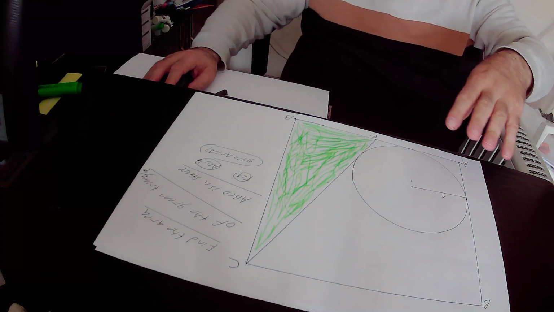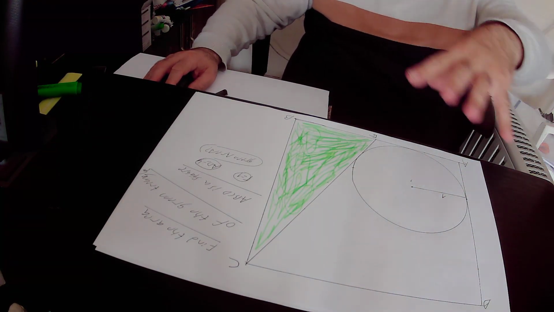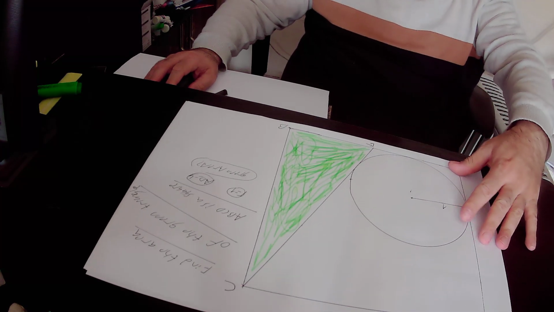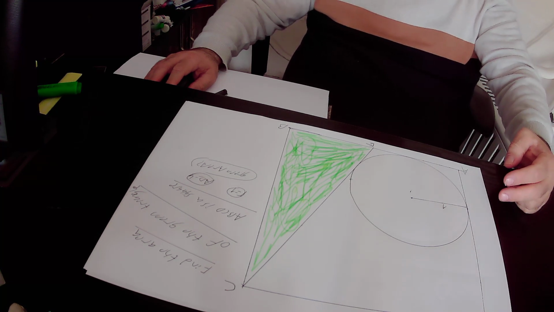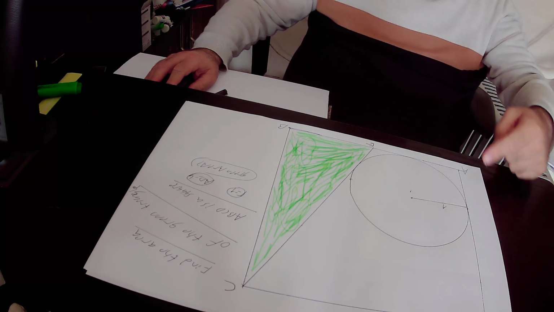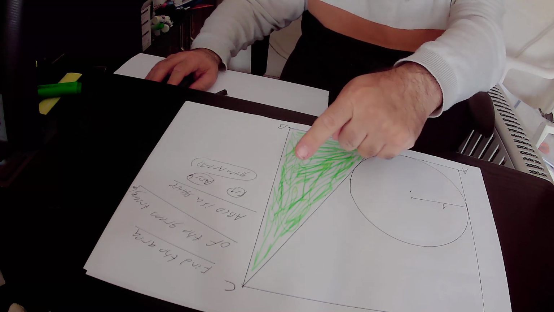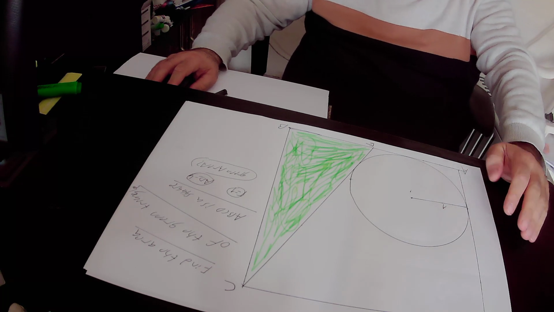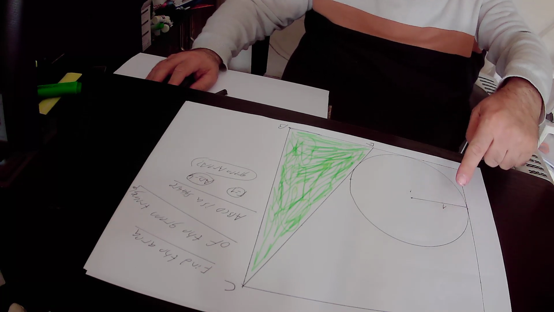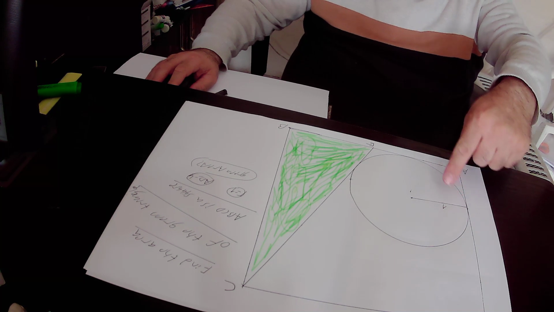Hello, in this lecture we'll find out the area of the green triangle. In the drawing we have square ABCD. We know that AD equals 4 units, so AD equals AB equals BC equals CD equals 4 units. Inside the square we have a circle, and the radius of this circle equals 1 unit.